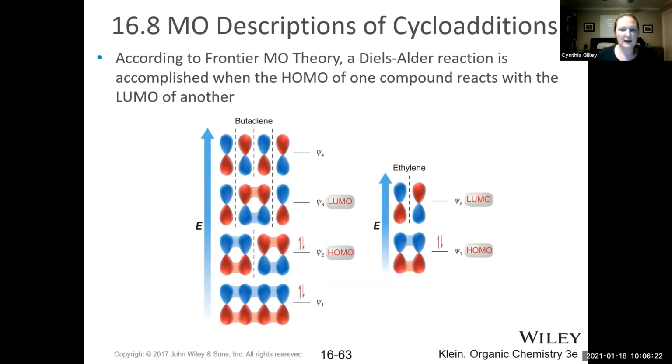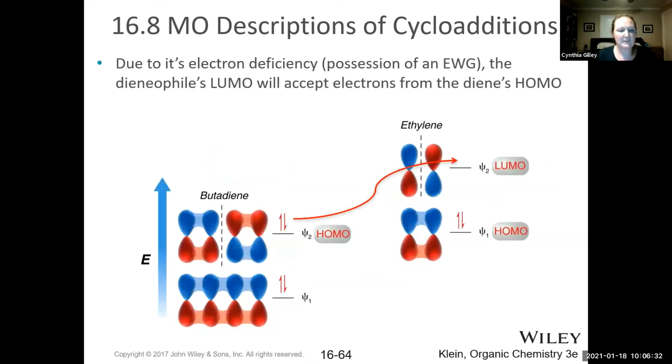Again, the HOMO of one interacts with the LUMO of the other. The one that's electron rich will use its HOMO to donate to the one that's electron poor, which will use its LUMO to accept those electrons. So essentially, the orbitals that are important are only the HOMO of butadiene and the LUMO of ethylene.